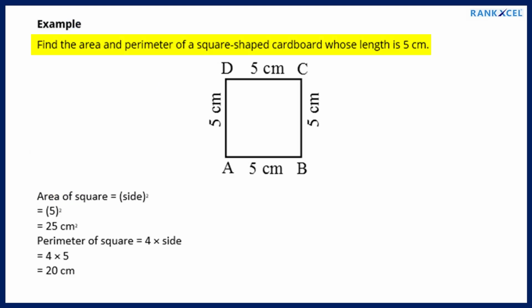Example. Find the area and perimeter of a square-shaped cardboard whose length is 5 centimeters. Area of square equals side square equals 5 square equals 25 centimeters square. Perimeter of square equals 4 times side equals 4 times 5 equals 20 centimeters.